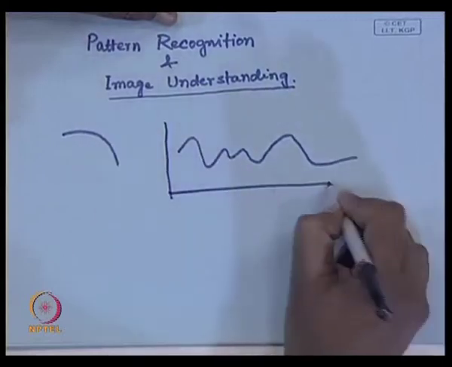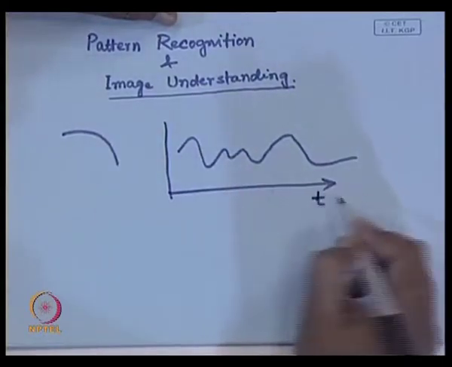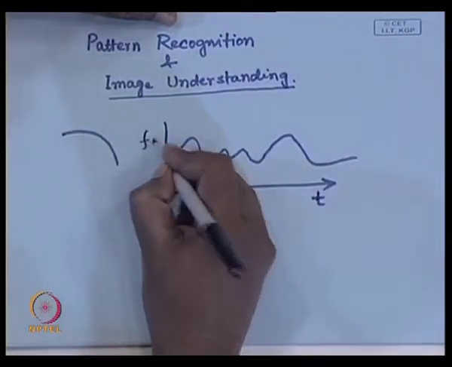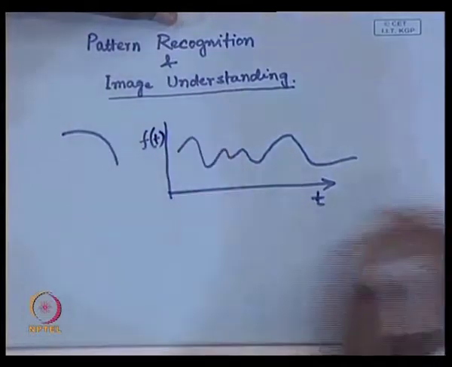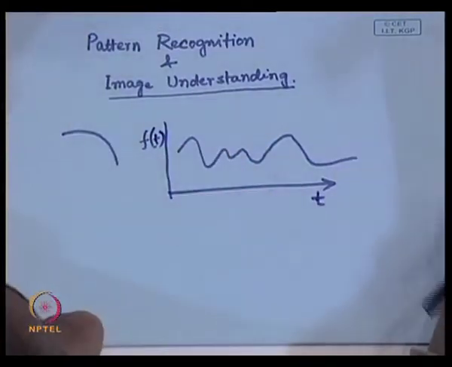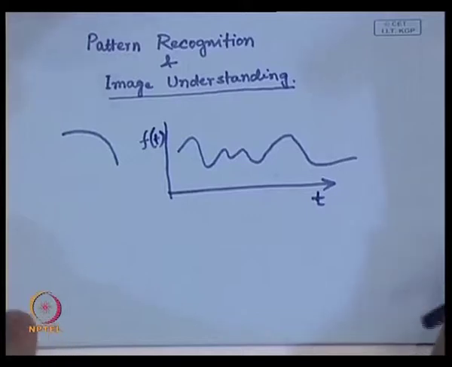So, you can say this is a signal which varies with time. So, I can say that it is a function f(t) which varies with time t. So, this is also a pattern. Now, given different such patterns which may be similar or which may be dissimilar, how do we say that two patterns are similar or two patterns are dissimilar? That is the basic problem of pattern recognition.